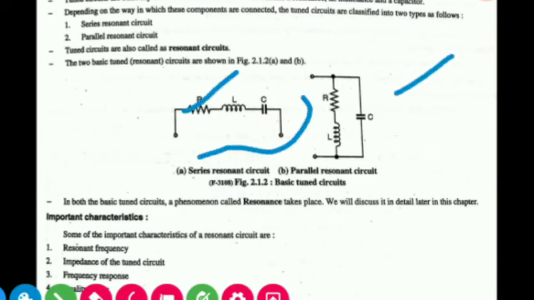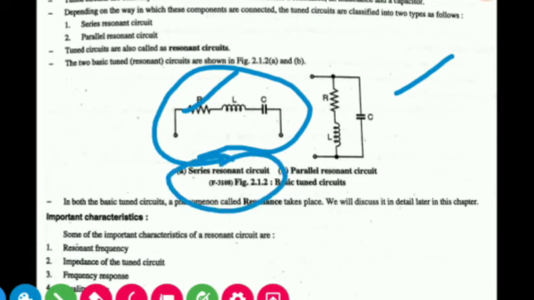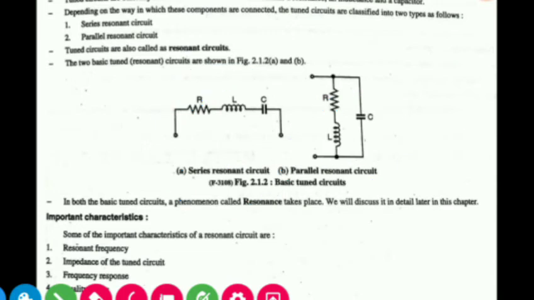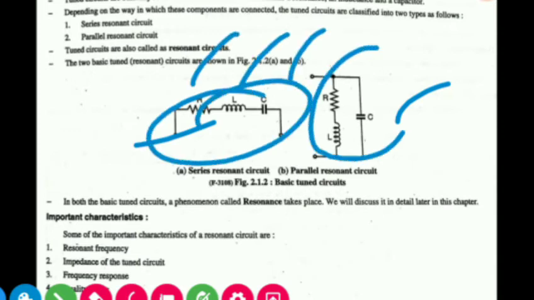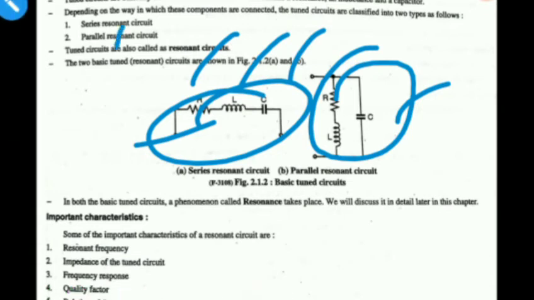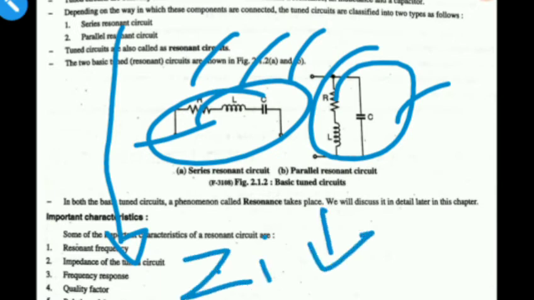In series, R, L, C are connected in series, so it is called a series resonator circuit. In parallel, R and L are connected in series and C is connected in parallel, so it is called a parallel resonator circuit. These resonant circuits use three elements: R, L and C. A resonant circuit is a circuit having low input impedance.